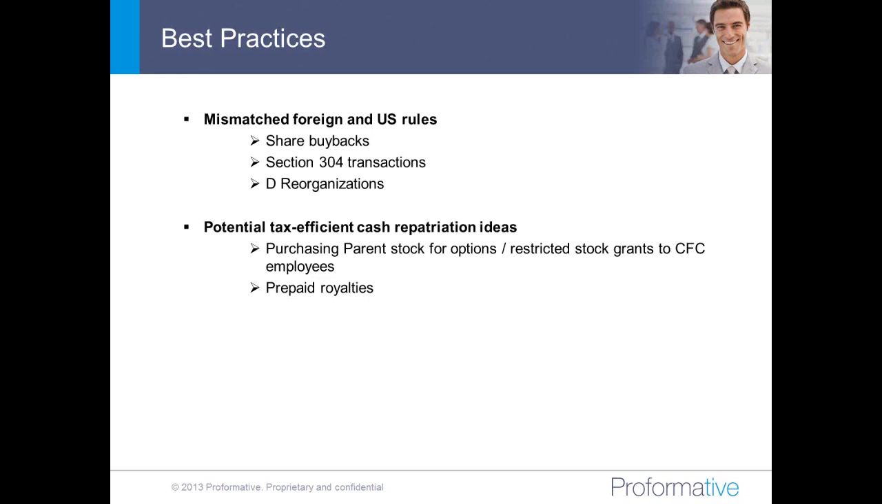A few other ways that are outside of a true equity distribution or a dividend to access cash that should be considered are if you can use parent stock in the subsidiary, either for granting restricted stock to subsidiary employees or for exercises of options for foreign subsidiary employees. Having that subsidiary purchase those shares from the parent is a way of efficiently moving cash. Also, you can look at things like if there are transactions between the foreign subsidiary and the U.S. parent, like royalties or inventory purchases. Sometimes prepayments of those royalties or inventory purchases allow for potential movement of cash without as much tax friction.